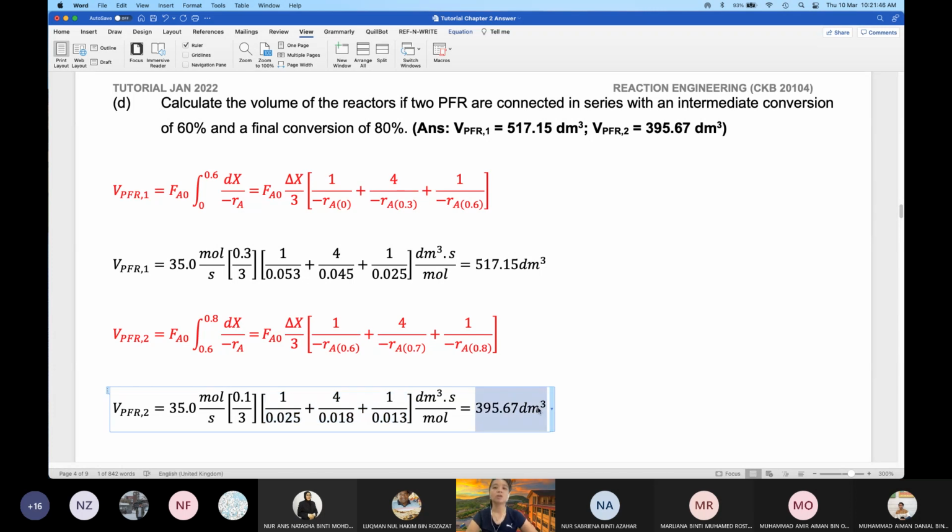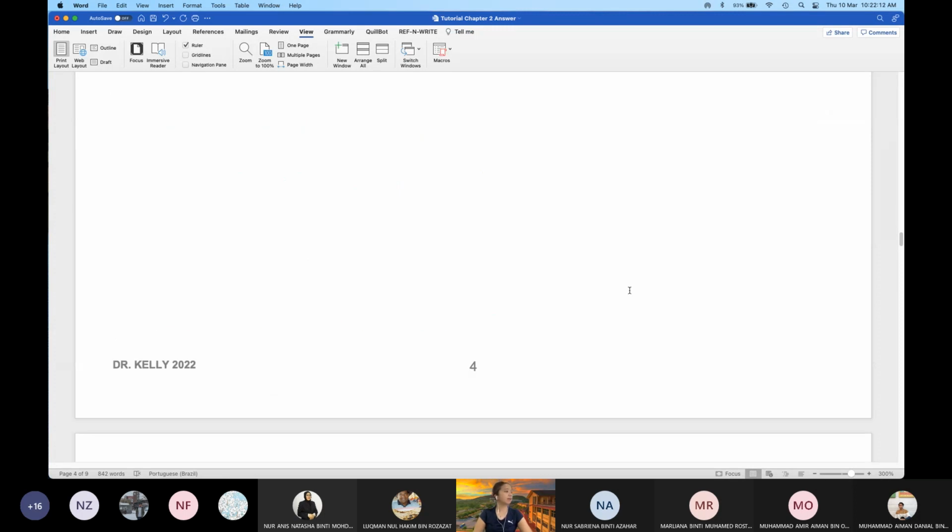as 395.67 dm cube. So similar to the CSTR, the part where students tend to make mistakes is delta X, and the three points, where they are not sure. They must start with X1, the last point X2, and the middle point they have to find here. They must know the midpoint between X1 and X2. Okay, so that is done for question number 4.